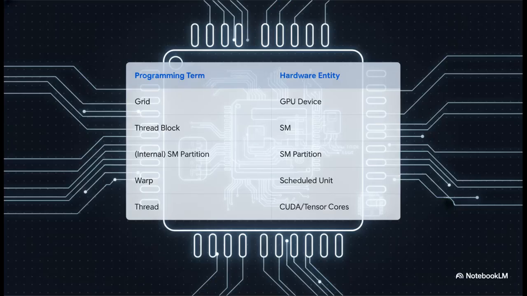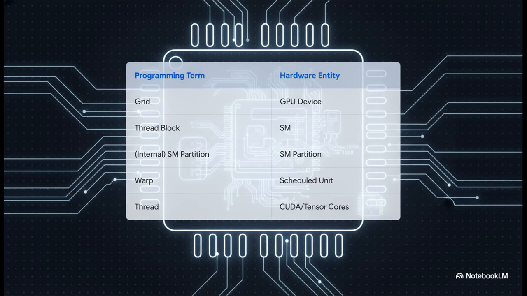Let's pull back from the microscopic view and consolidate this into a single, comprehensive mental map. This mapping is absolutely crucial for your day-to-day work. Let's recap. Your grid maps to the entire GPU device. Your thread block maps entirely to a single streaming multiprocessor.